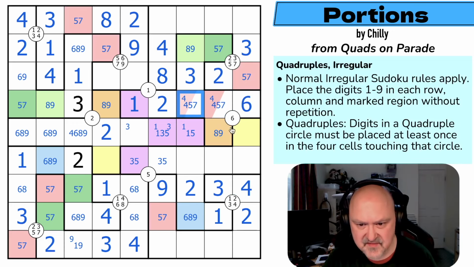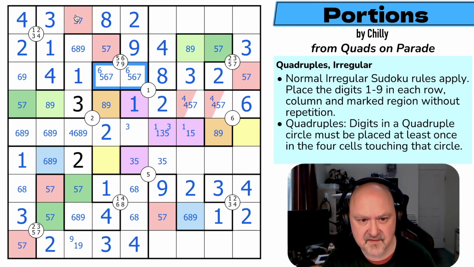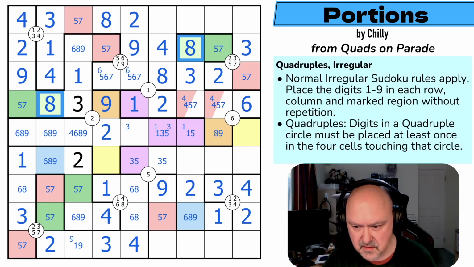This is 4, 5, 7. One, two, three, four, 5, 6, 7. These are 5, 6, 7 must contain a 6. 8, 9. These are 5, 6, 7. So this is the 9. So this is the 8. So this is the 9. So this is the 8 because these were the same digit.